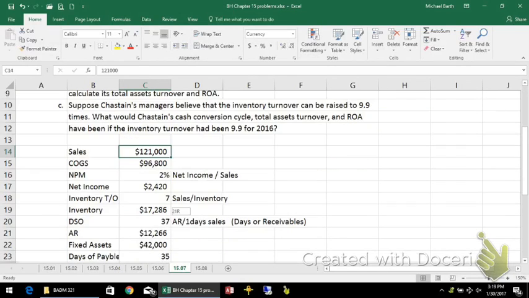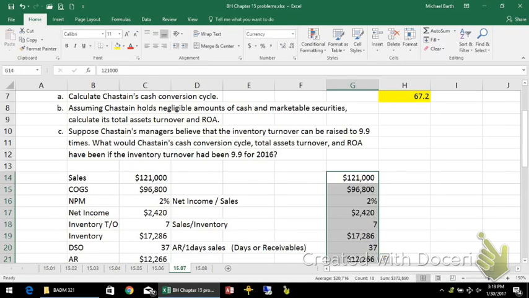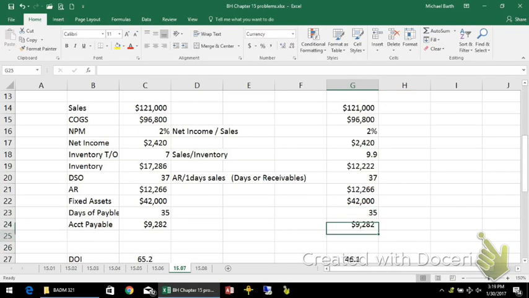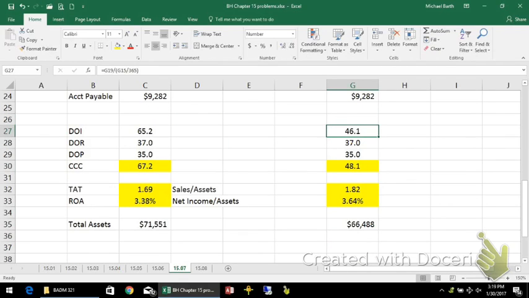Well, in a spreadsheet, this is pretty easy. I'm just going to take all this and copy it over here. That would have been the same, the same, the same. That would be 9.9, which would have meant that the inventory would actually be lower. Make sure all my other numbers are doing what they're supposed to be doing. The days of inventory would have gone from 65 to 46. Days of receivables stay the same. Days of payables stay the same, but my cash conversion cycle gets lower.